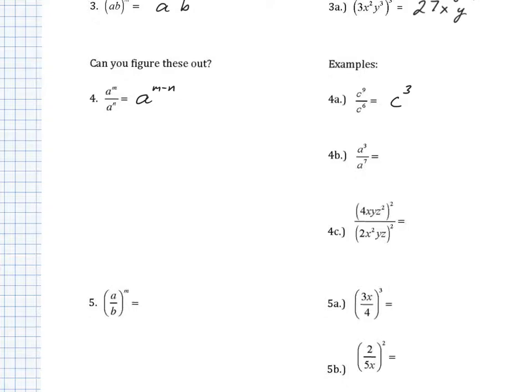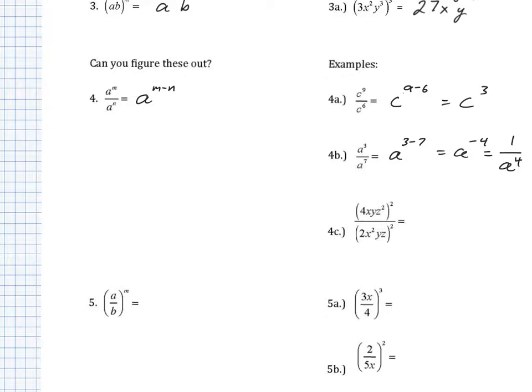So let me back up just a little bit. I'm going to write it down as C to the 9 minus 6, which is equal to C to the 3rd. Now, if we do the same rule with 4B, what happens? I get A to the 3 minus 7, which equals A to the negative 4. What is A to the negative 4 also equal to? 1 over A to the 4th.